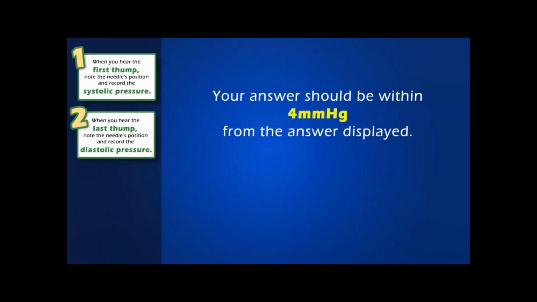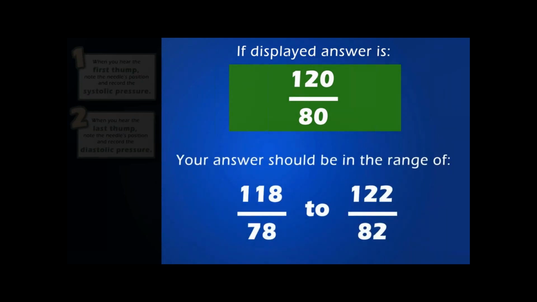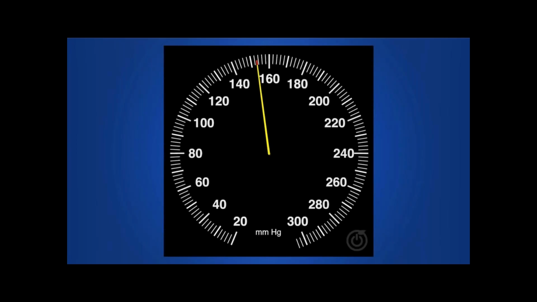Let's practice applying these two steps. Please note that your answer may be slightly different from what's displayed, but that's okay. As long as your answer is within 4 millimeters of mercury, your answers are still considered accurate. For example, if the displayed answer is 120 over 80, but your answer falls somewhere in the range of 118 over 78 through 122 over 82, your answer is still considered accurate. Of course, matching the displayed answer is the goal to achieve the most accurate answer. We'll use 114 over 76 as an example.